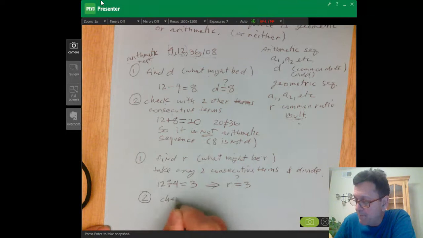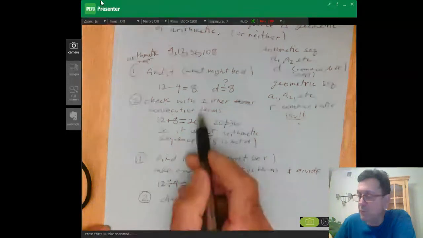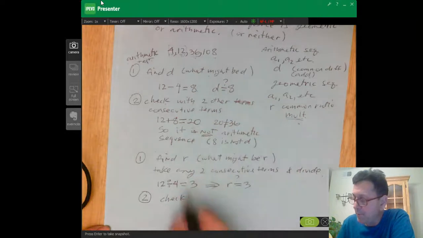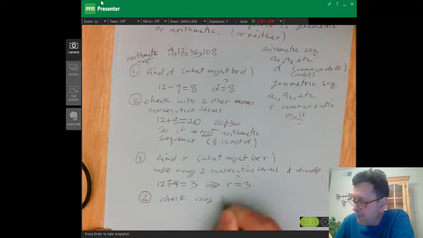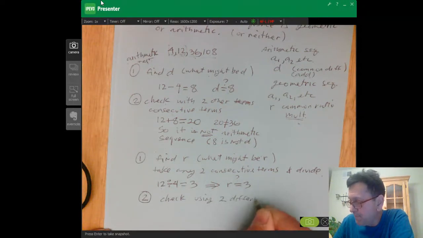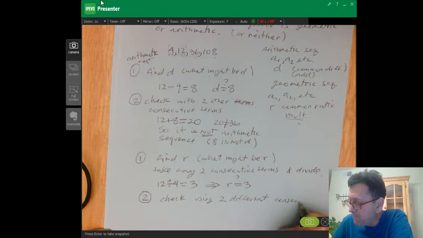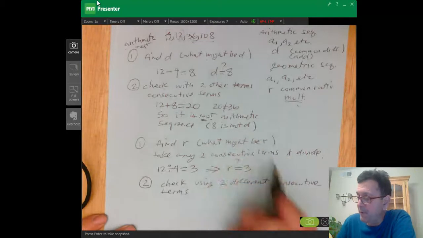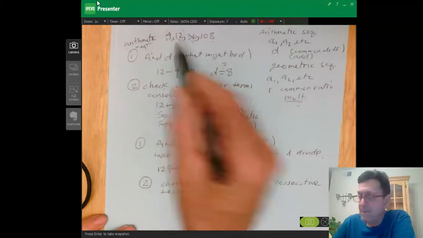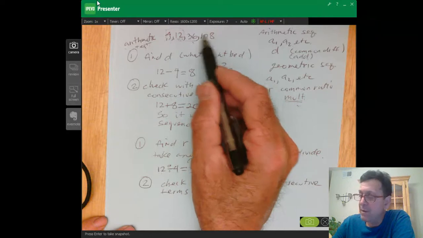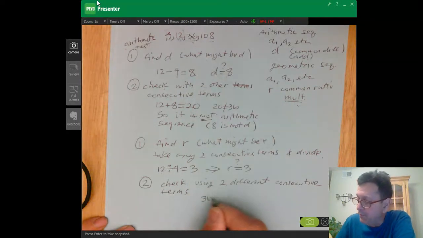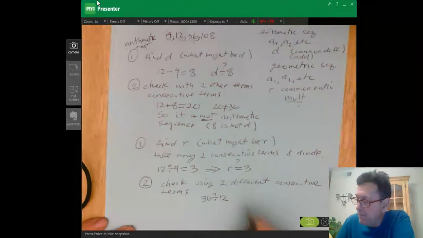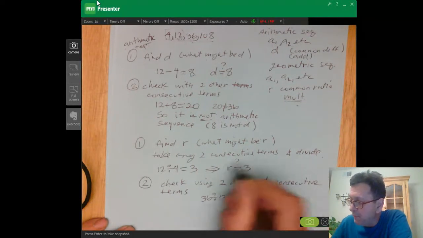So now the next step is we have to check it. Just like here, we're going to use two other consecutive terms, any two besides the ones we just used. So check using two different consecutive terms. For instance, we can use 36 and 12, or we could use 108 and 36. So if we use 36 divided by 12, that should give us 3.